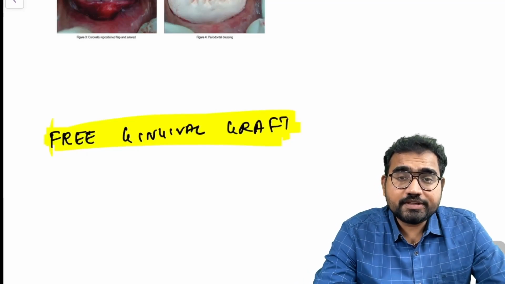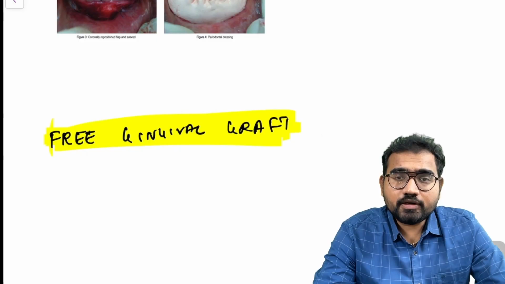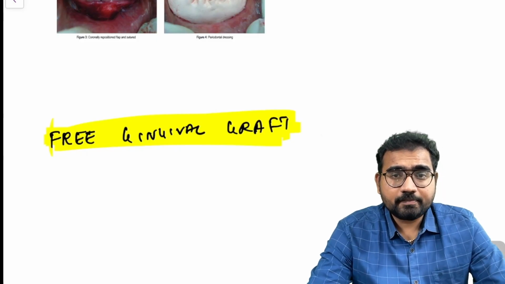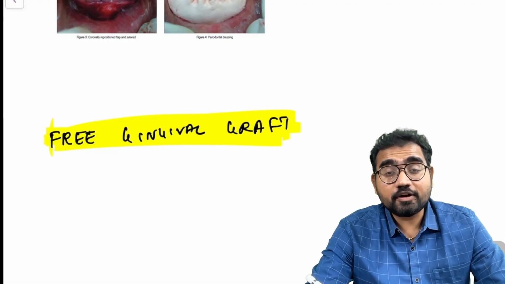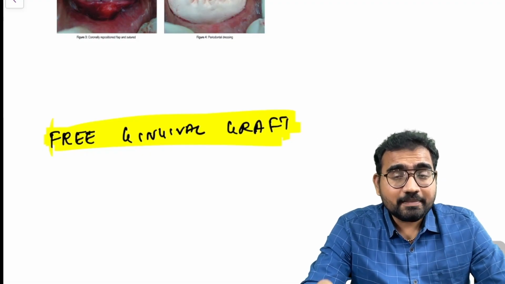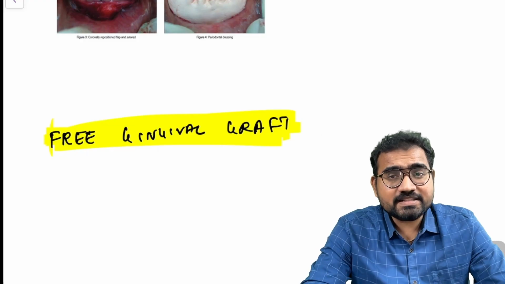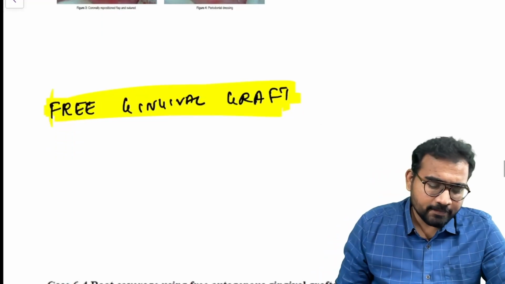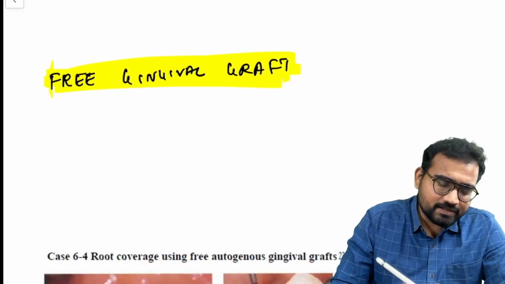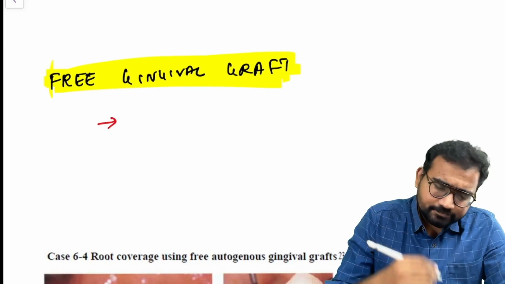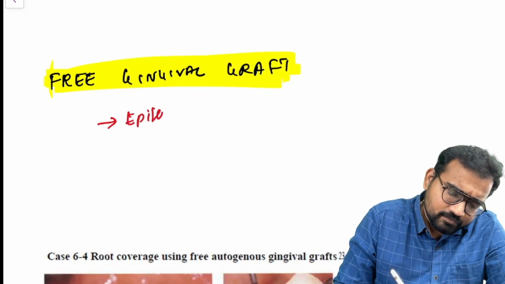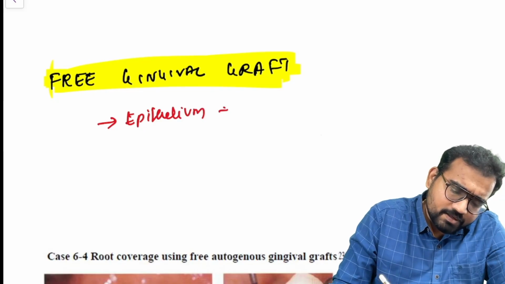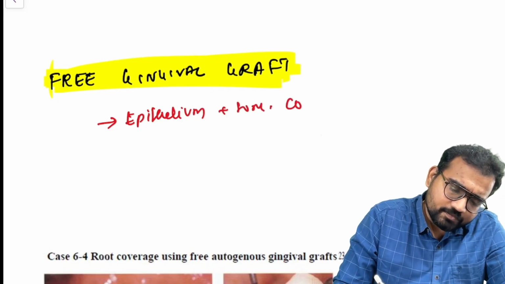Now coming to free gingival graft. Okay, so till now we have seen about the pedicle graft. Now moving on to the free soft tissue graft. I'm going to completely detach the tissue from the donor side and place it in the recipient side, right? So free gingival graft, as I told you earlier, has epithelium plus some portion of connective tissue.